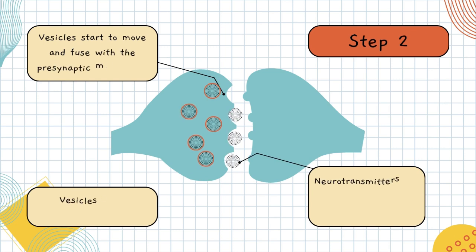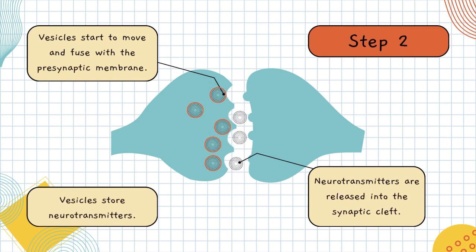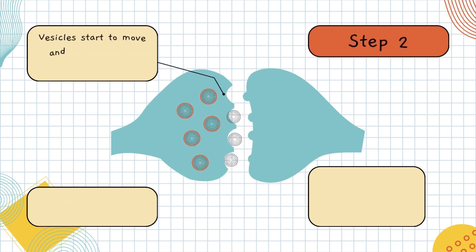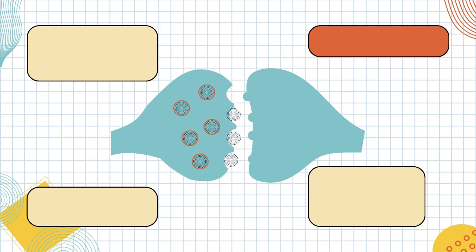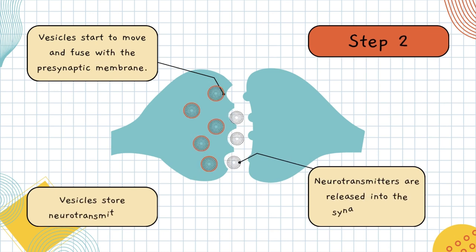Step 2. Vesicles start to move and fuse with the presynaptic membrane. Neurotransmitters are released into the synaptic cleft. Vesicles store neurotransmitters.